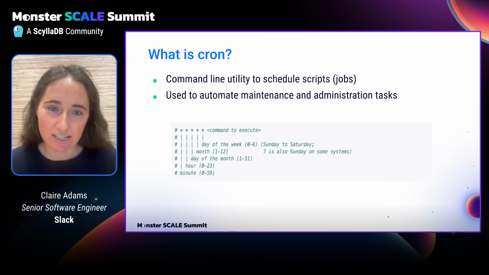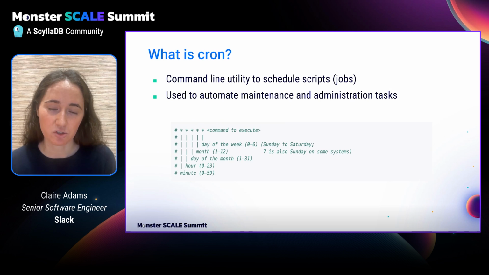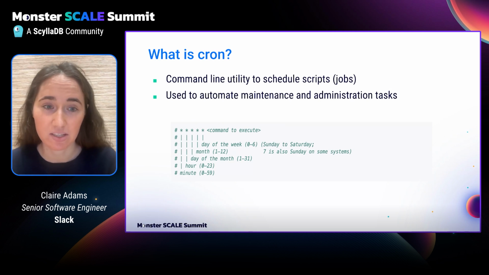So what is cron? Cron is a command line utility used to schedule scripts or jobs. It's very commonly used for maintenance and administration tasks. It's an industry standard in executing things on a schedule.